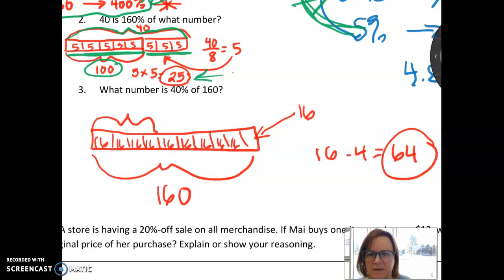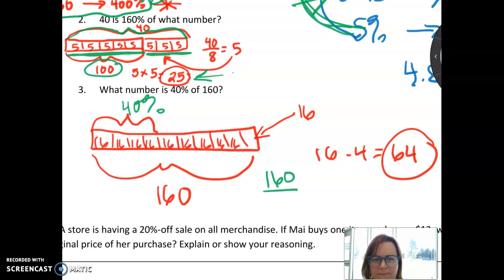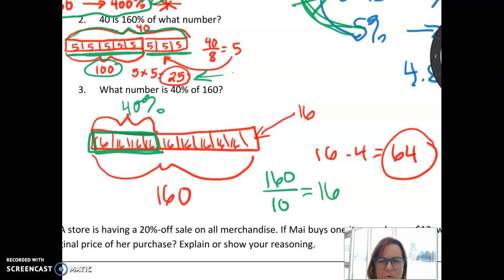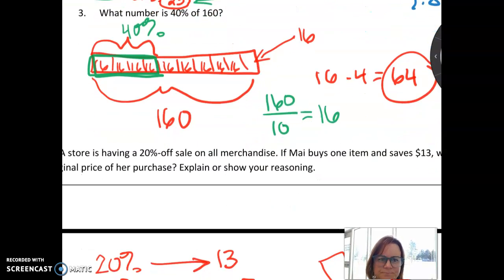You can see here that my strip represents 160, and by dividing it up into 10 chunks, I can see that 4 of those chunks would be 40%. And so 160 divided by 10 gives me the value of each of those pieces that I partitioned that strip into. So each of those pieces has a value of 16, and then 4 of those 16s would be my 40%, and 4 times 16 is 64.